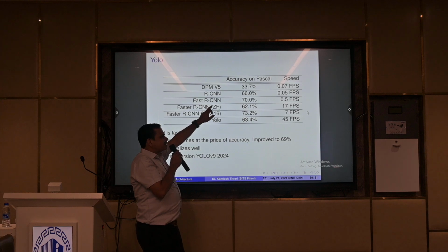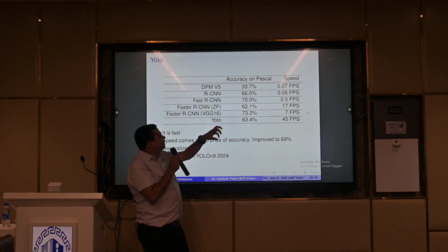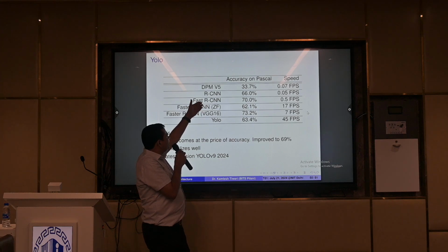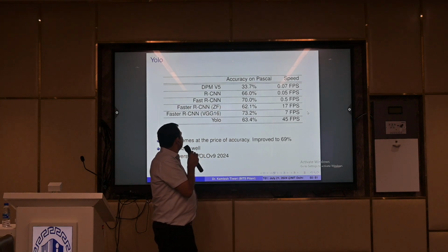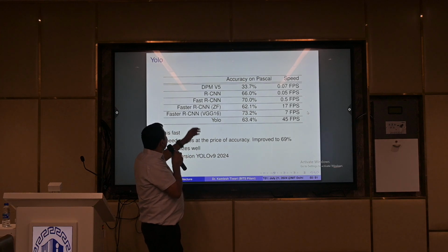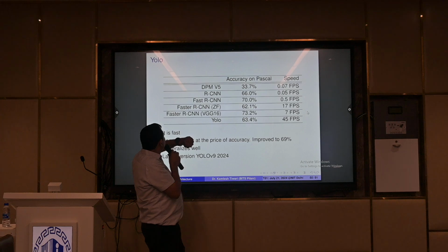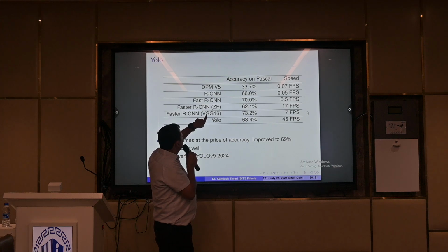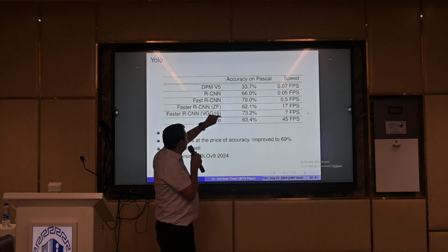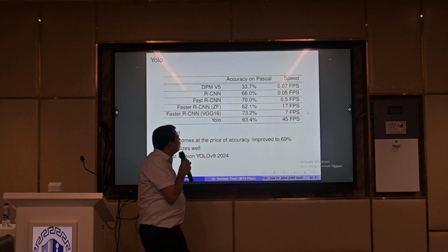Then comes the Fast RCNN. It combines features and does the things on the features also. So the accuracy increased to 70%. Then Faster RCNN. It again applies some kind of changes. Faster RCNN has two kinds of architecture, using a backbone as VGG or a backbone as ZFnet. They have accuracy of 62% and 73%.